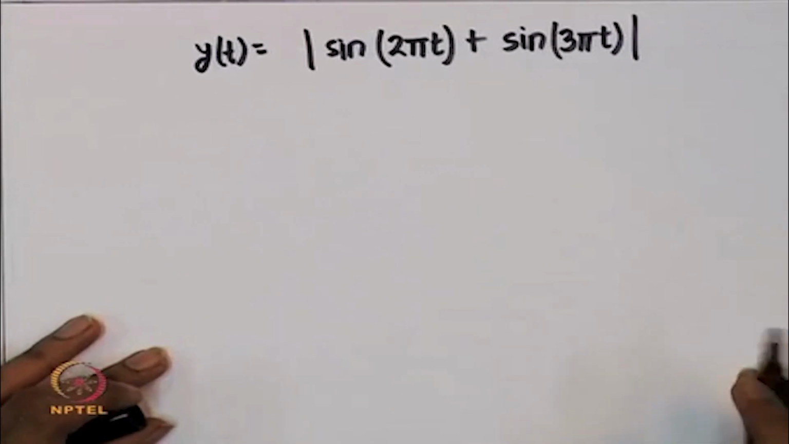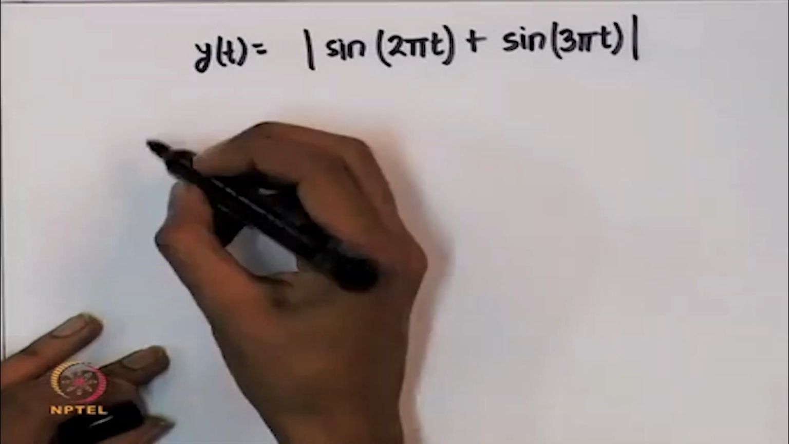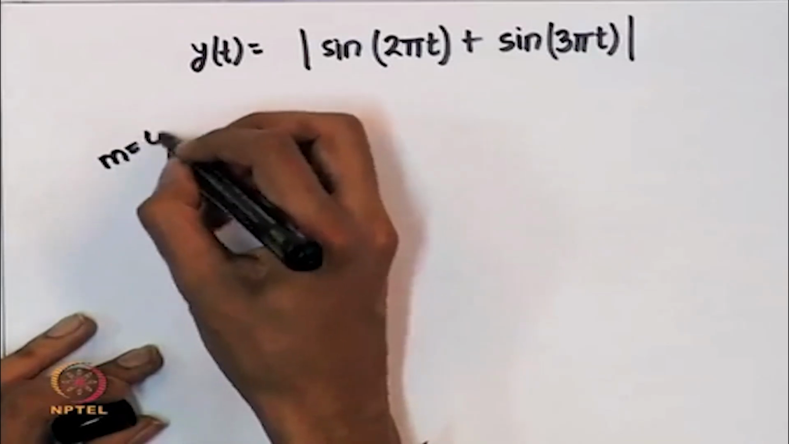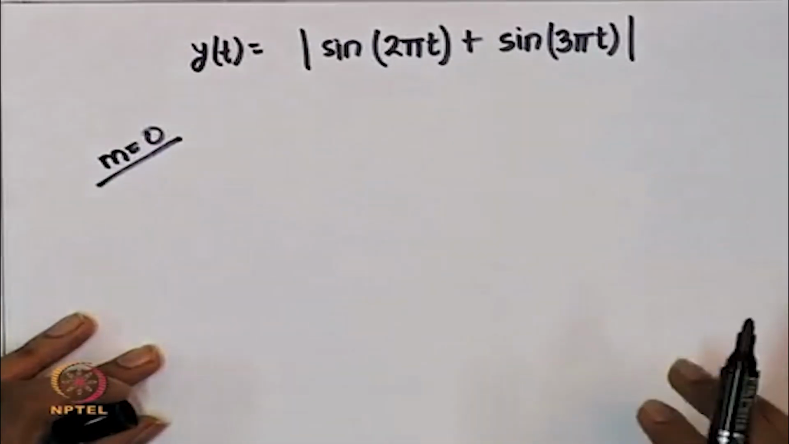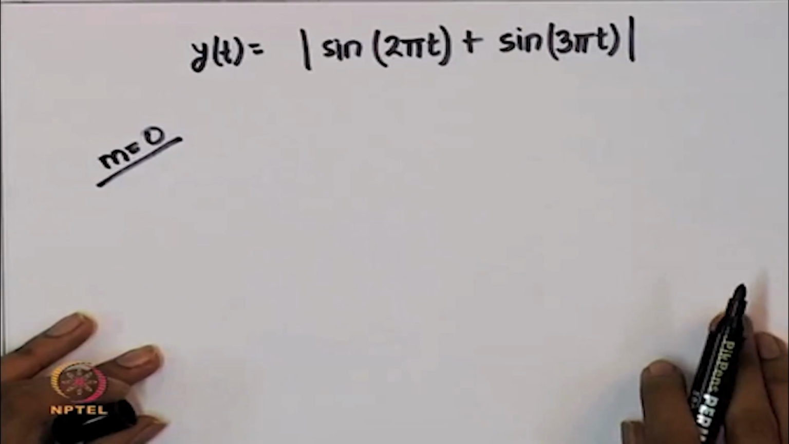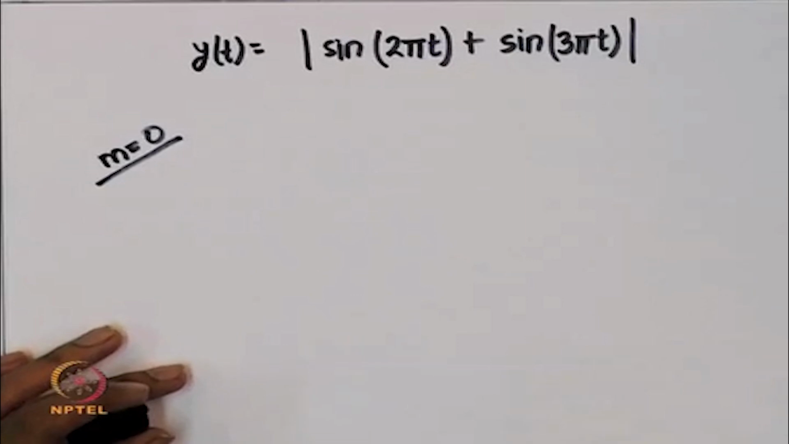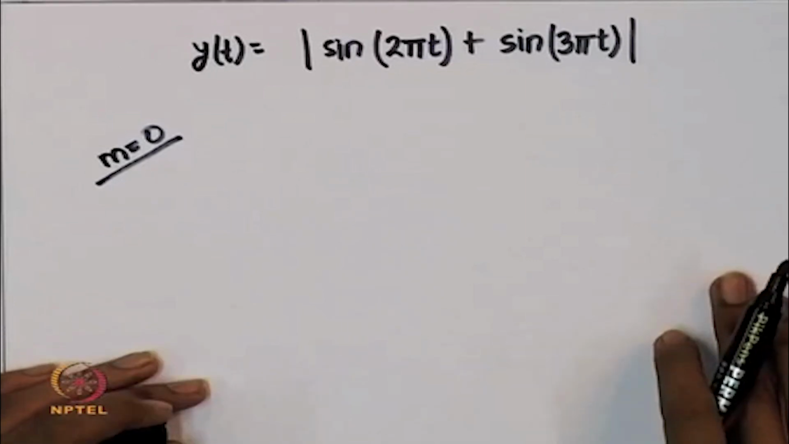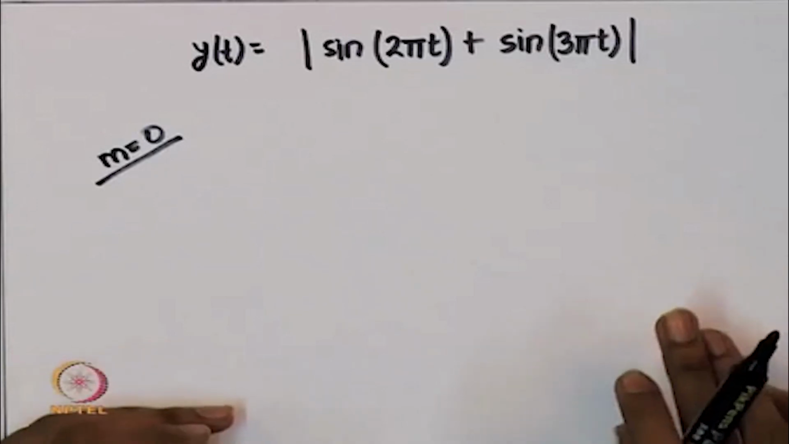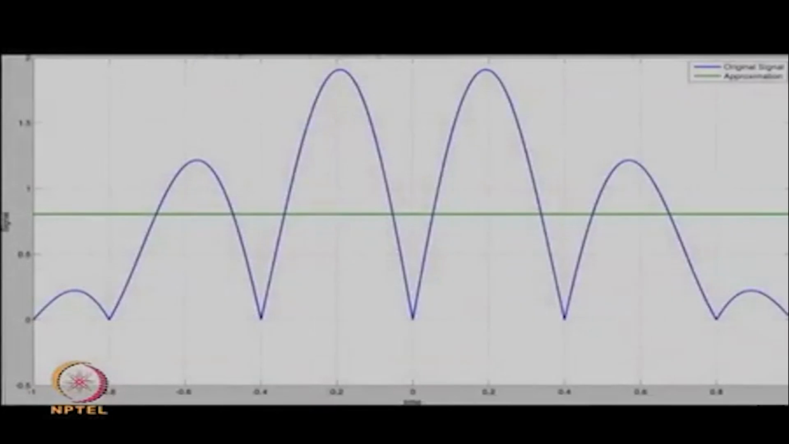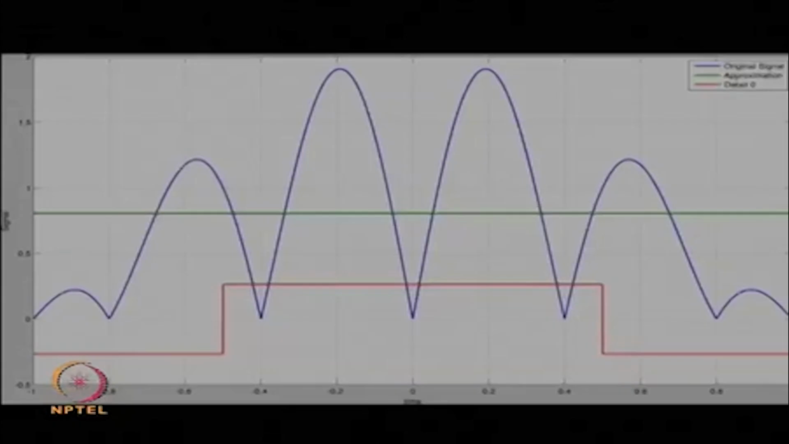Now we can get the approximation to this function for an interval of size 1, that is, for m equal to 0. The approximation has been shown in green. Note that the function looks very similar on both sides of 0 because the original function is symmetric about 0. Now we add the detail function to this, that is, the projection of the original signal onto the W0 subspace, and this is shown in red.